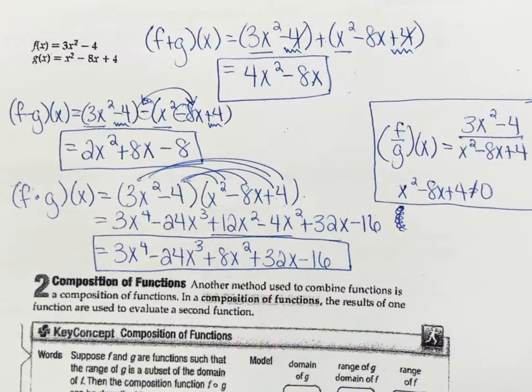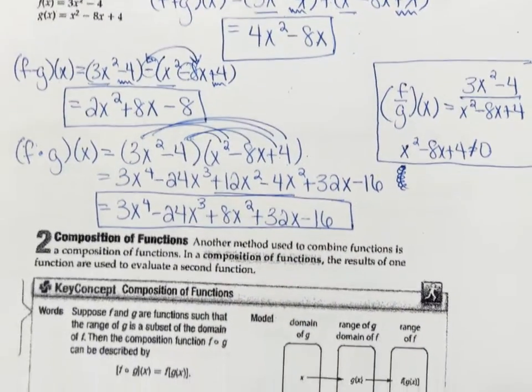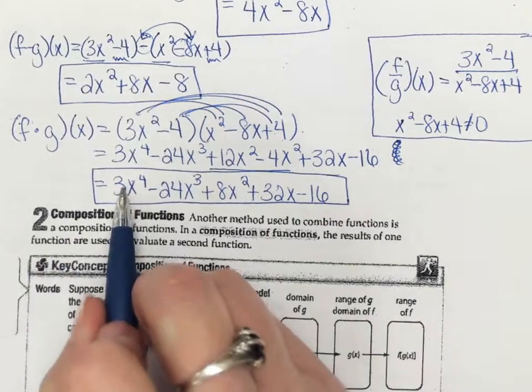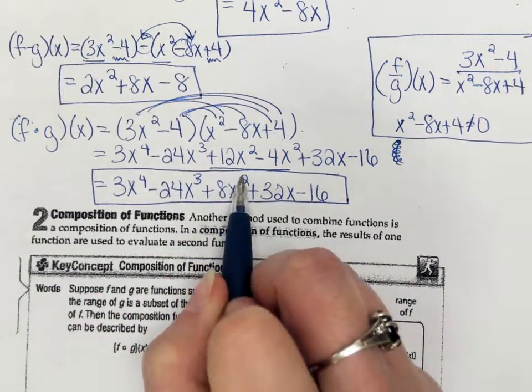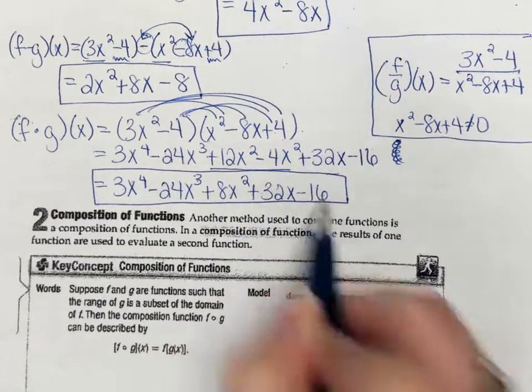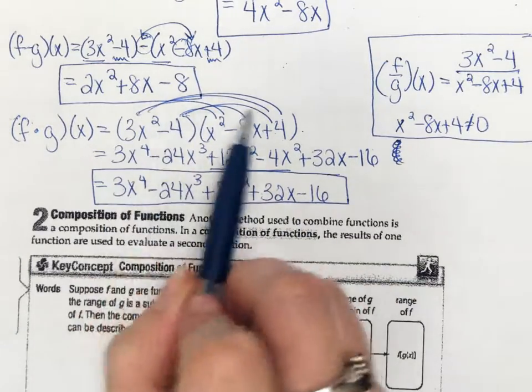All right, your multiplication. You should have gotten 3x to the 4th minus 24x to the 3rd plus 8x squared plus 32x minus 16. You're distributing all that.